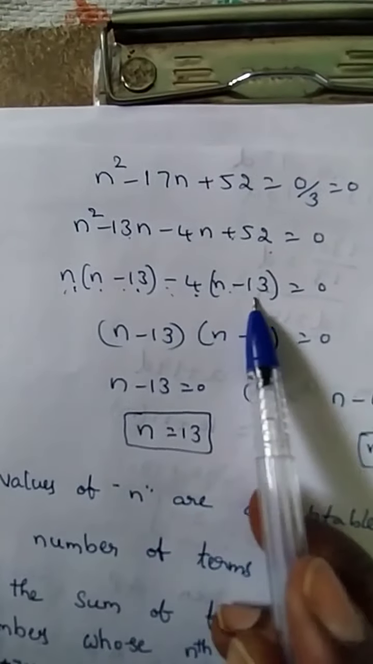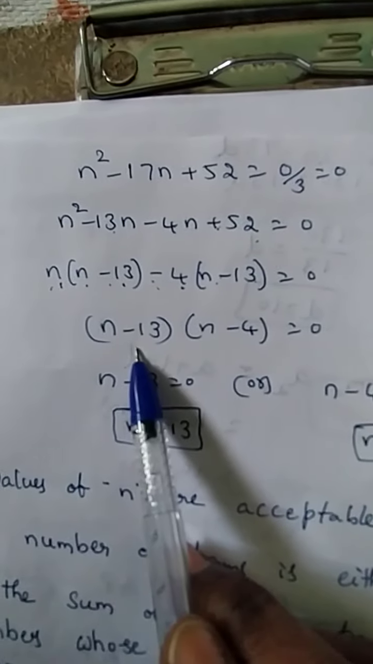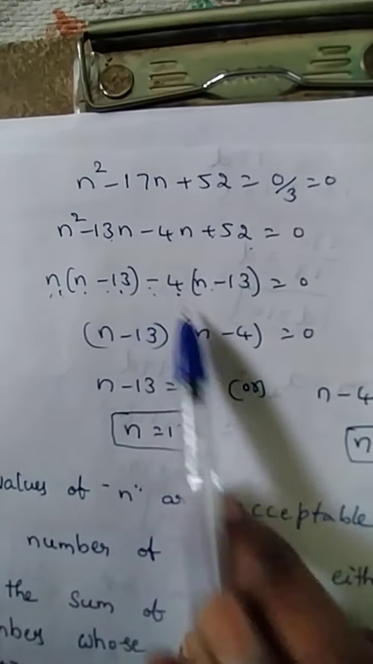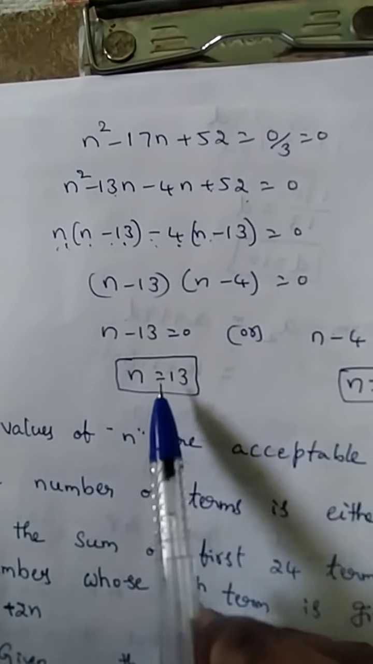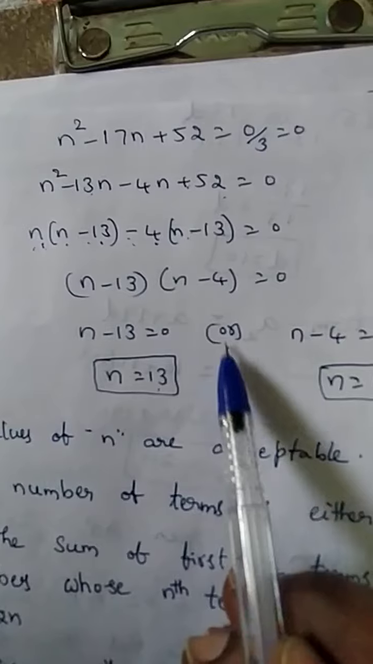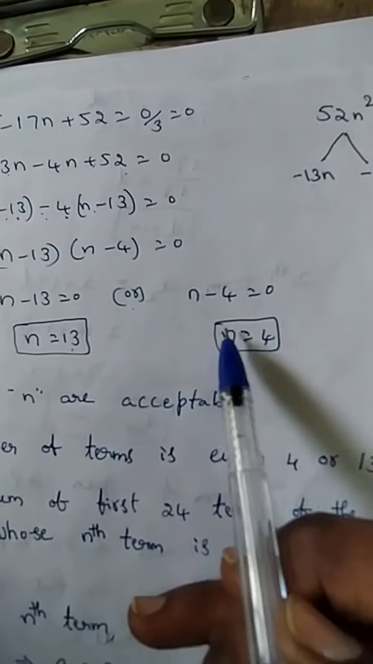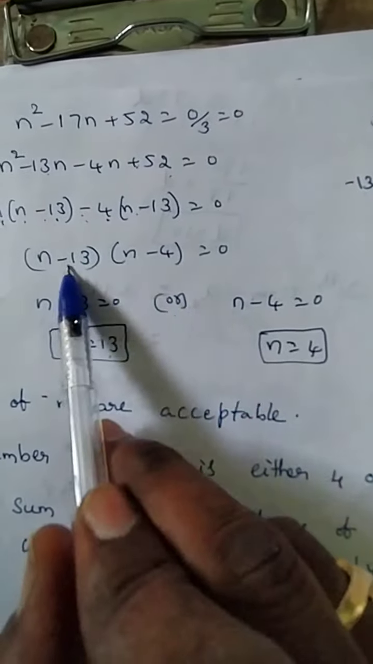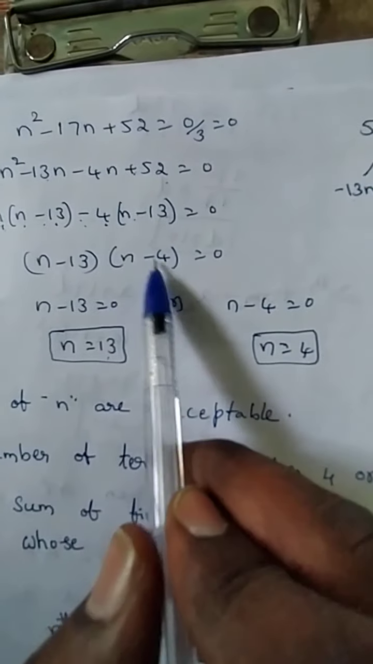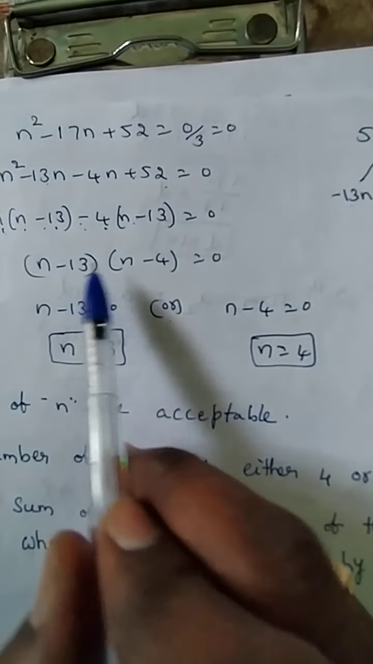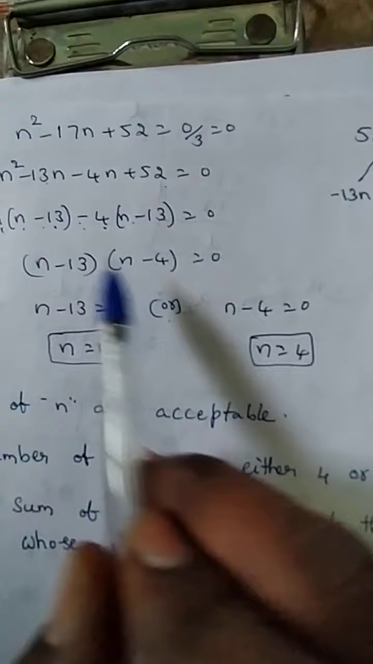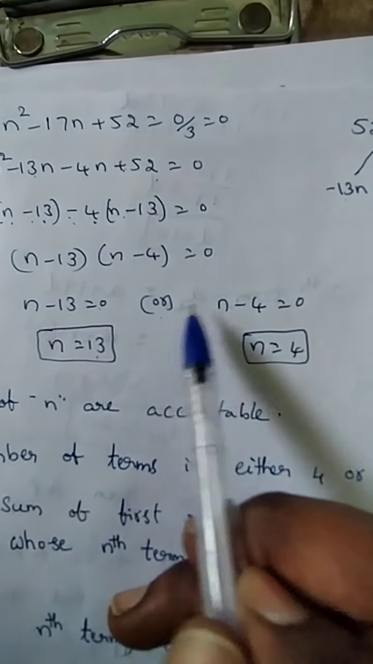Then what is common in that? n minus 13 is common, then the balance n minus 4 is equal to 0. n minus 13 is equal to 0, n is equal to 13, or n minus 4 is equal to 0, n is equal to 4. The meaning is, if the product of two factors is equal to 0, one of the factors must be 0. In the procedure, you can write n minus 13 is equal to 0 or n minus 4 is equal to 0.